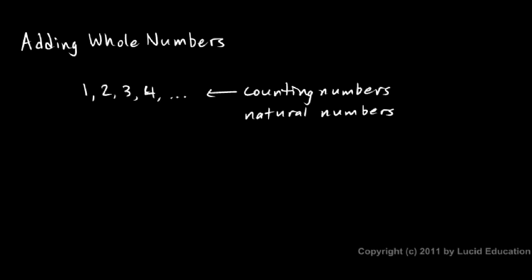And if you want to do more than just count, if you want to do some arithmetic, if you want to start adding, subtracting, multiplying, and dividing, the 0 becomes very important. So if you put a 0 in there, along with the counting numbers, or the natural numbers, all of those numbers together are called whole numbers. So when you hear someone refer to whole numbers or to the set of whole numbers, they're just talking about these: 0, 1, 2, 3, 4, and so on, as high as you want to go.